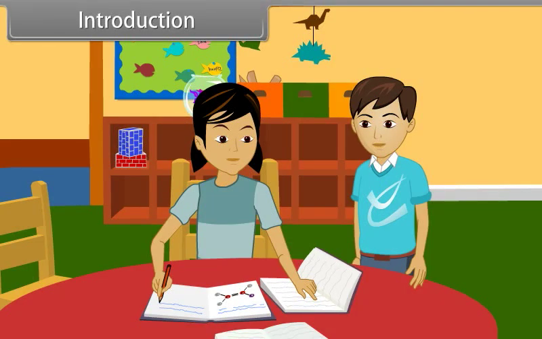The teacher has taught us about single bonds and alkanes, but she did not teach alkenes. What are they? Alkenes are unsaturated hydrocarbons and so are alkynes. Come, I'll tell you in detail about alkenes and alkynes.